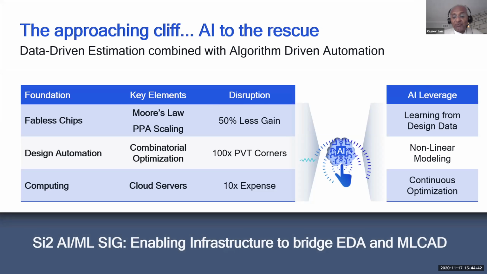And fortunately, the SI2 org has created this year a special interest group called the AI ML group, where several companies and universities are already participating. And if you share this vision and want to help bring this to life in the coming years, this would be a great forum to get engaged with, to contribute your ideas as to how can we accelerate not only the development of the machine learning data-driven CAD, but also the integration of that with the traditional EDA.